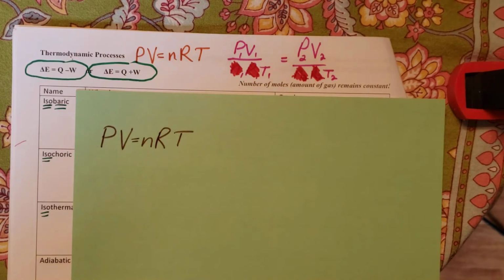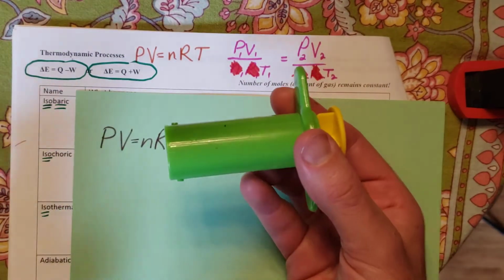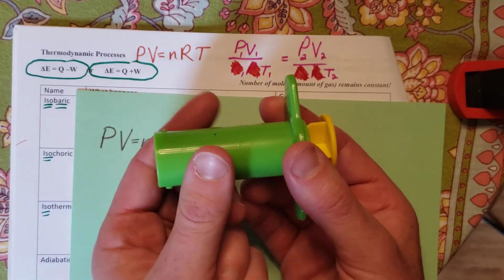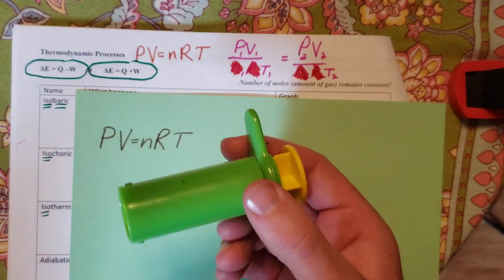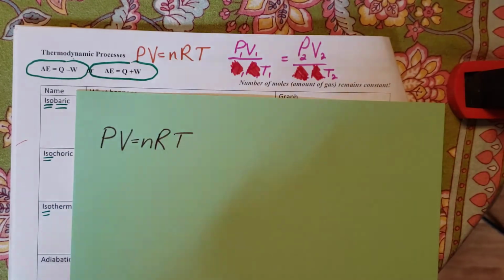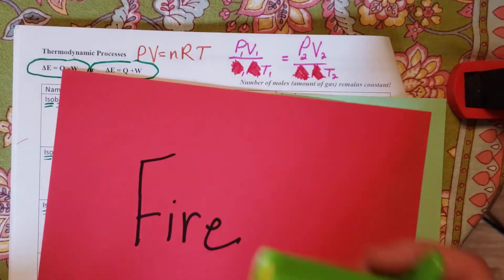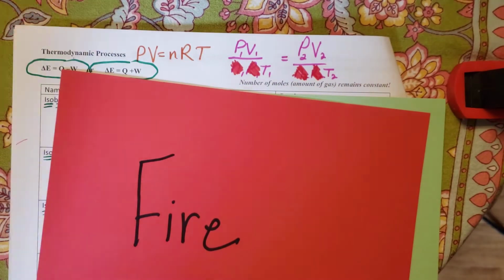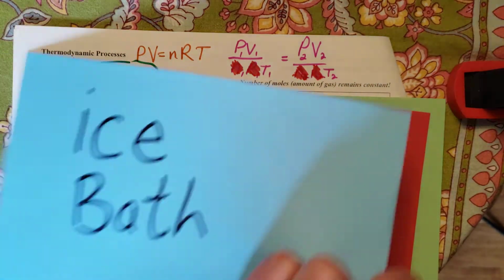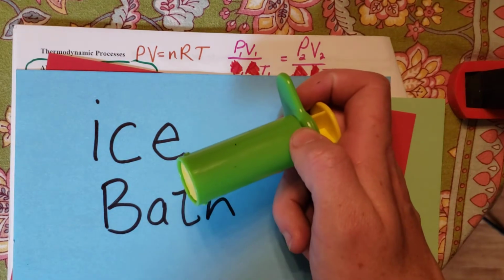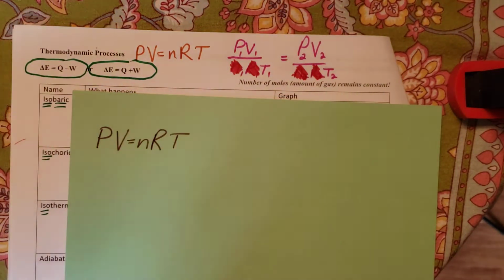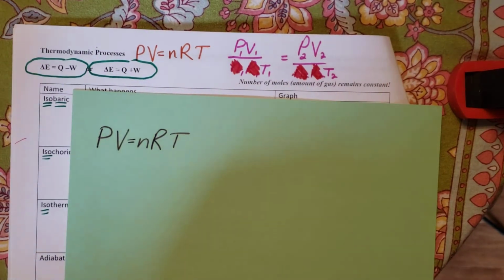And what we're going to be comparing is the properties of the gas before and then after a manipulation. It could be changing the volume. It could be putting the material in some type of Bunsen burner, or putting the material in something to cool it down, like an ice bath. No matter what we do, we're going to think about the equation a little bit differently.